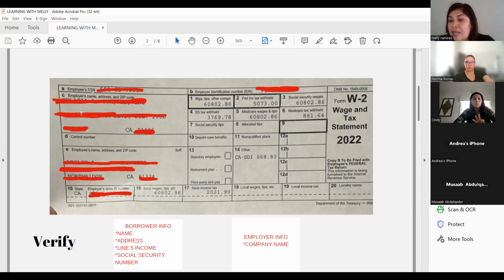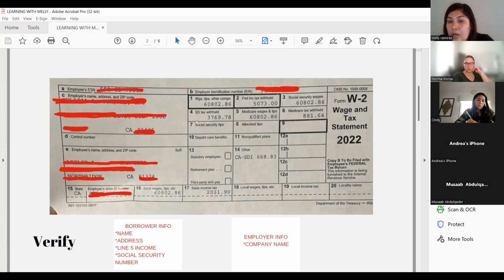That's it. The address, when you're doing your 1003, make sure you ask for the address that they use where they go and clock in and clock out. That's the address that we want to put on the 1003, which most of the time is going to be different than your W-2.